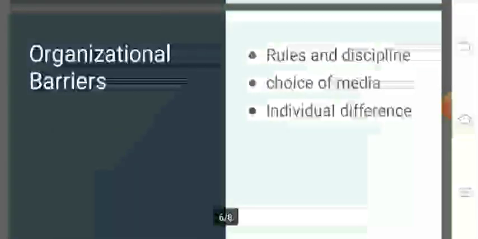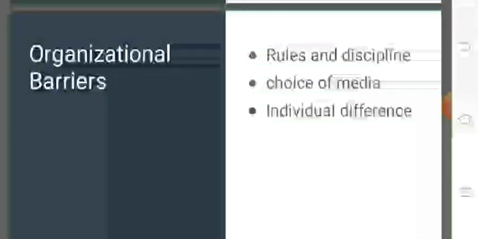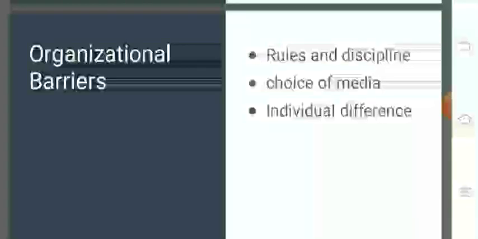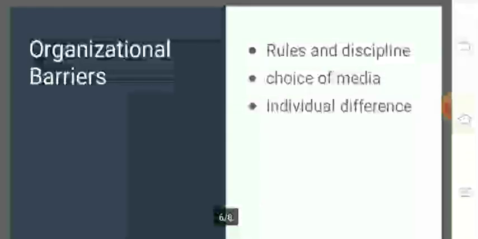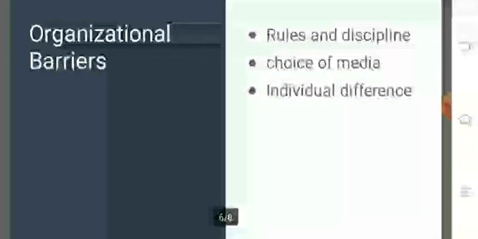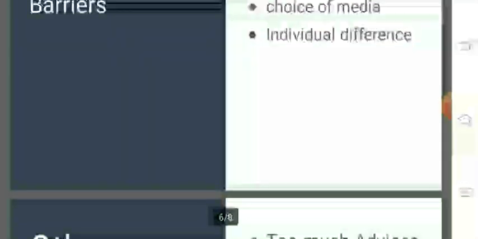The second one is choice of media. The media that the teacher uses while taking the class should be chosen effectively. And the third one is individual difference. We have discussed that individual differences are there, slow learners and some gifted students. So the teacher should understand the individual differences of the students, and behave according to the individual students.